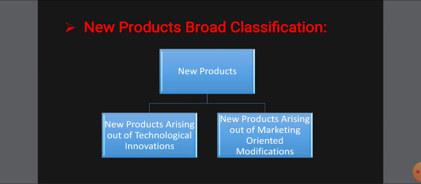Means for a particular product, the customer will give feedback that the consumer wants some changes in its color, shape, size, or some additional features are required. According to that, if the organization makes changes in that particular product and launches it, then that will be termed as a new product arising out of marketing oriented modifications. This is the broad classification of new products.